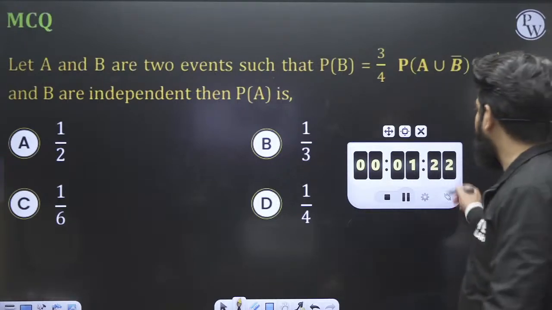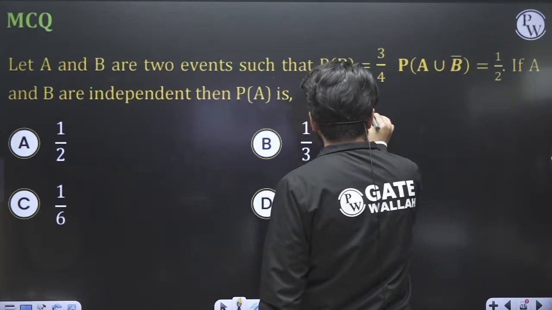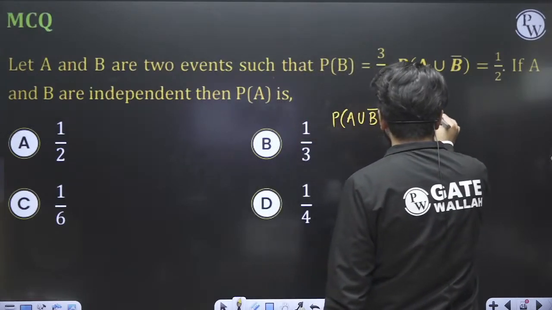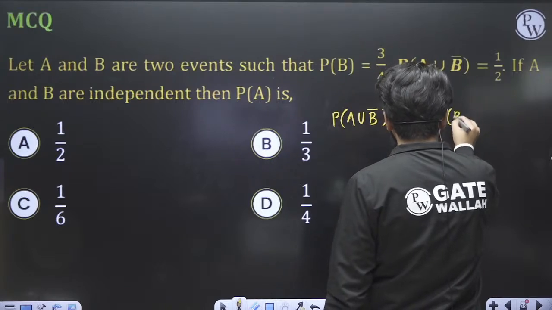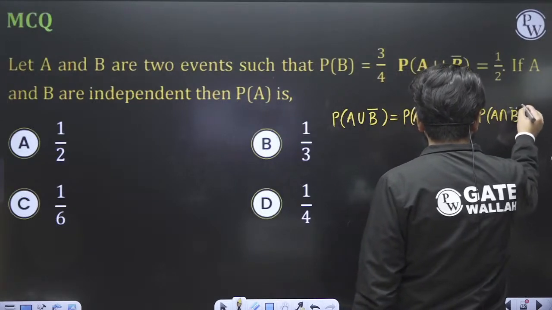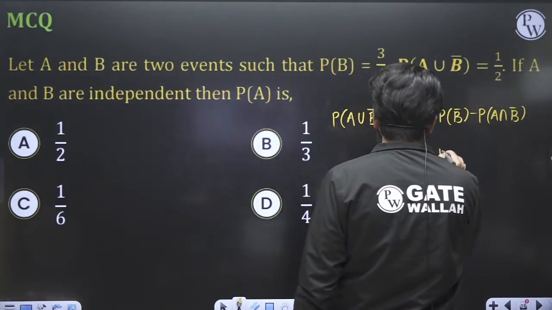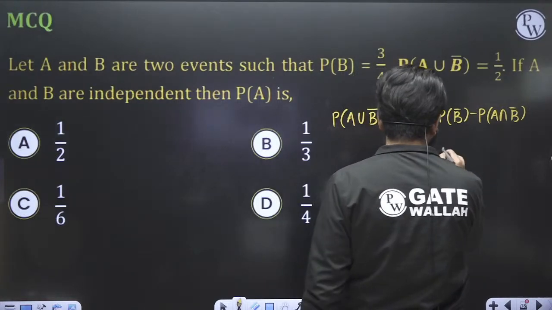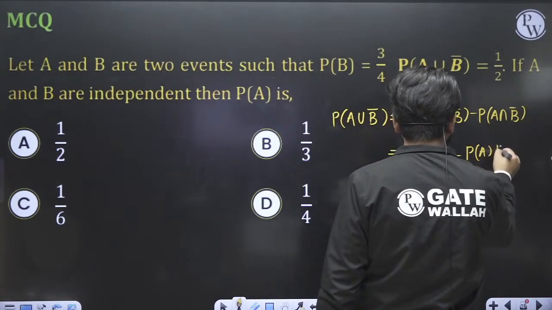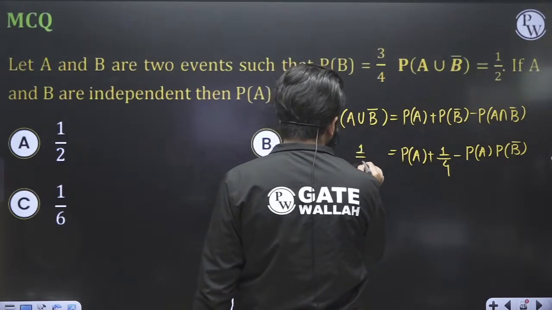Okay, fine. Now let us solve this expression. This becomes A union B bar. I can write it as PA plus PB bar minus P of A intersection B bar. I can write this expression as PA plus, what is the value of PB bar? 1/4. And this you can write as PA into PB bar. P of A union B bar is given as 1/2.